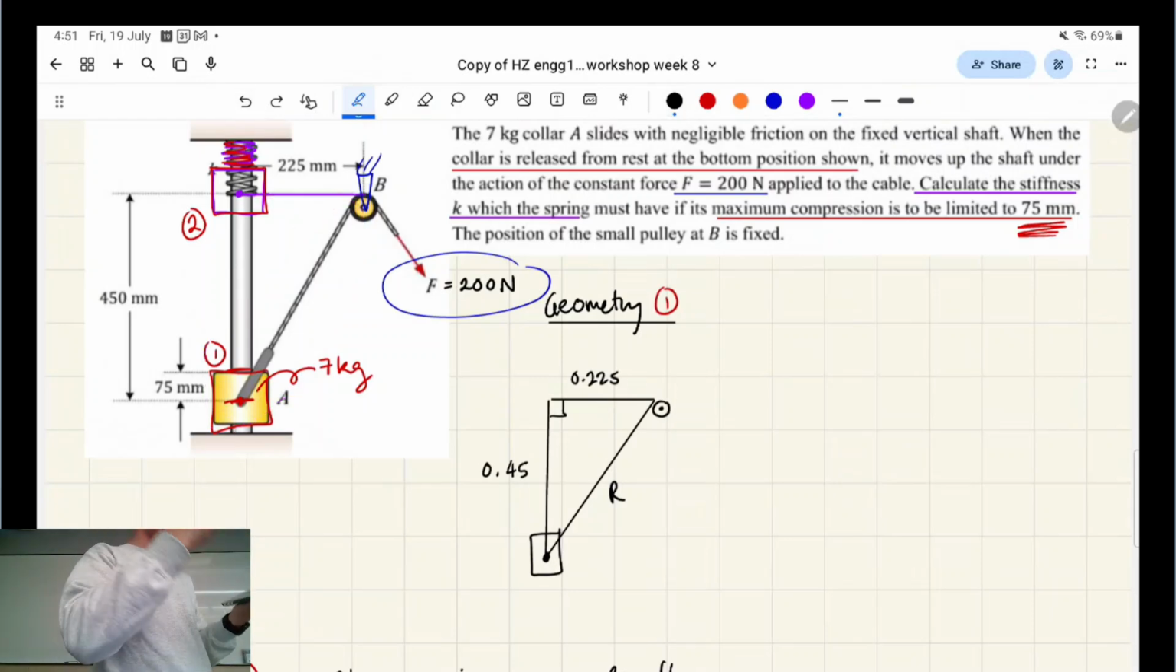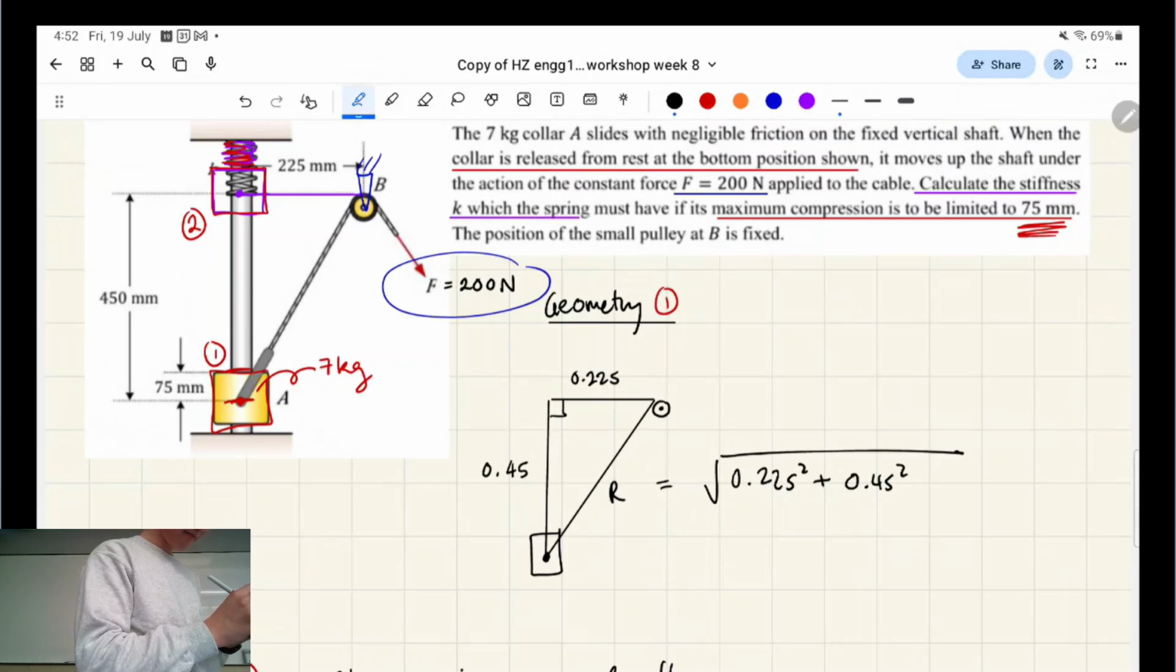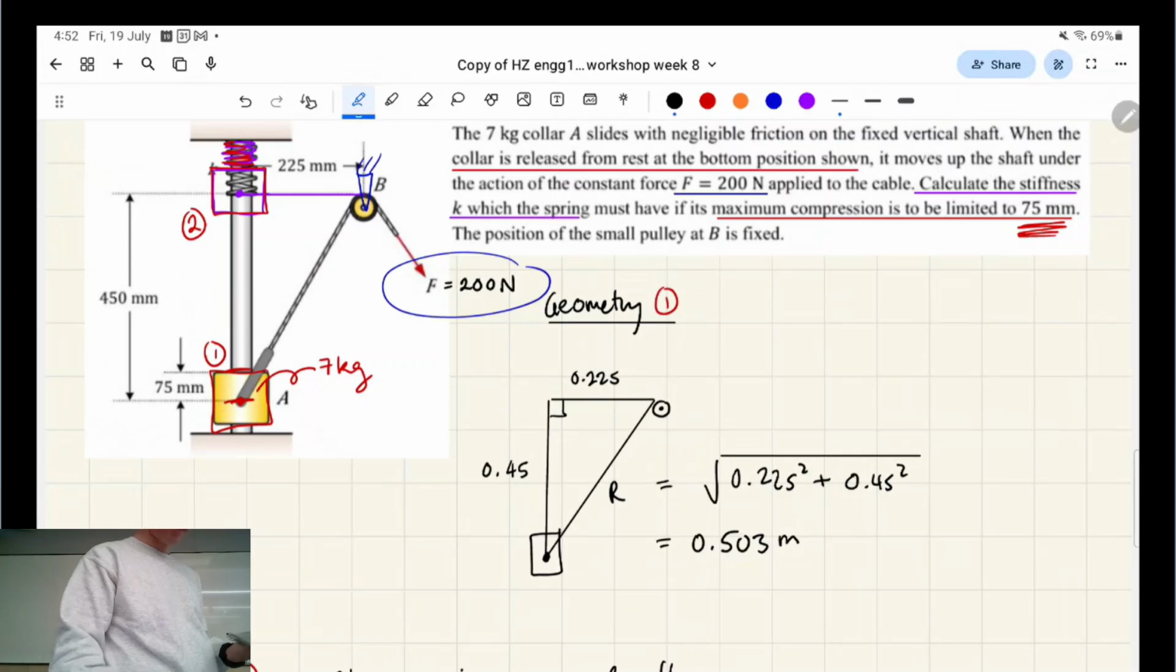So this is to do with work, and this is to do with that displacement part of work. That's what we're calculating right now, so we're analyzing that geometry. We're going to call that diagonal length of the rope R. Okay. So we're doing it in meters. So we just use Pythagoras, as you can imagine. Like that, right?